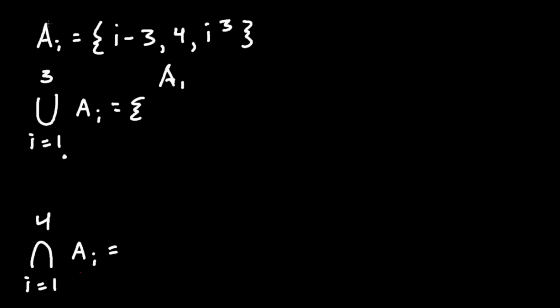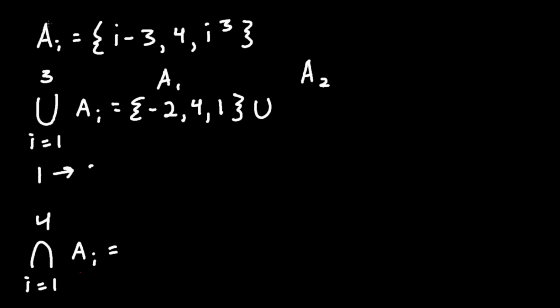Okay, so we plug in 1 into A of I. So we get A of 1. If we plug in 1 into here, you should get 1 minus 3, which is negative 2. You should get a 4. And you should get 1 cubed, which is simply 1. Alright, and then we take the union with A of 2. So we move on to the next integer value for I. So now we move on from 1 to 2 to 3 for I.